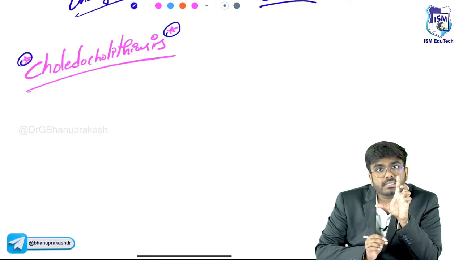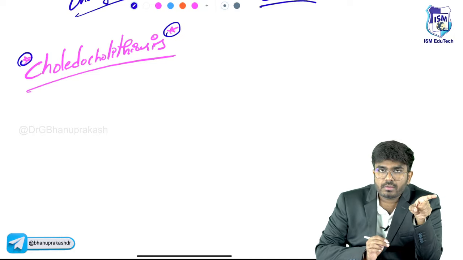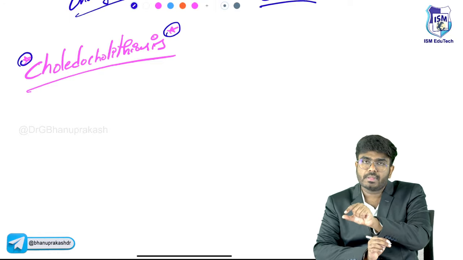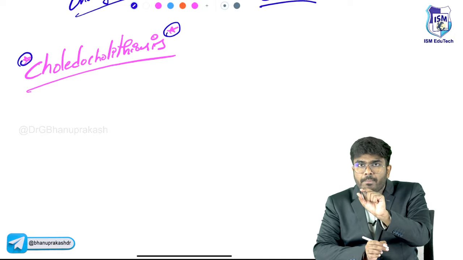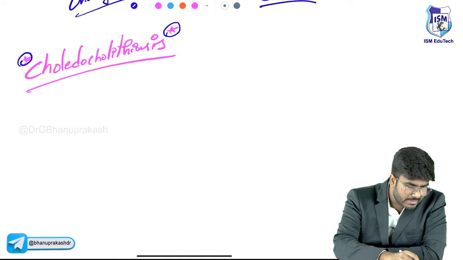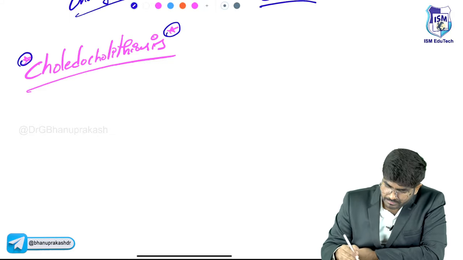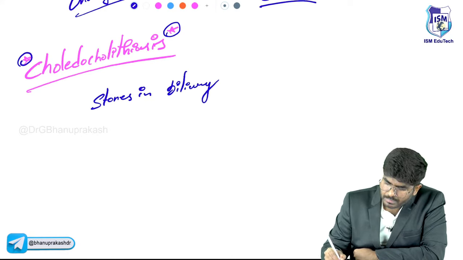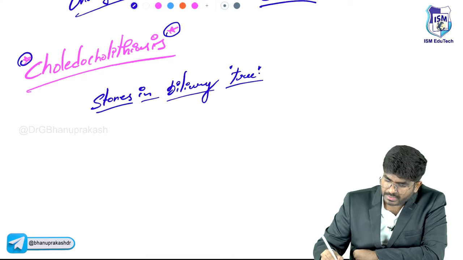Cholelithiasis is stones in the gallbladder. Now, if the stones come from the gallbladder and enter into the biliary tree, they come into the common bile ducts. So cholelithiasis means stones can be anywhere in the biliary tree, not only in the gallbladder. Don't confuse it with cholelithiasis. Stones in the biliary tree. So what are they causing?